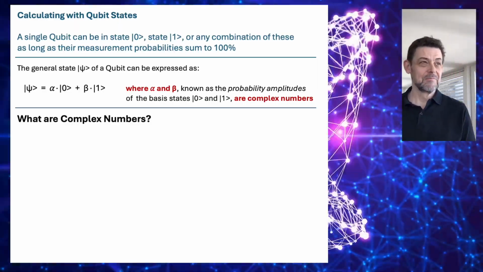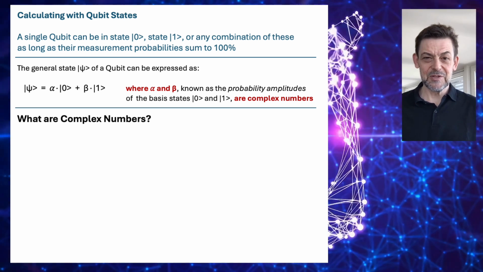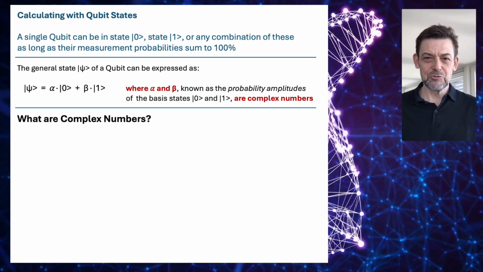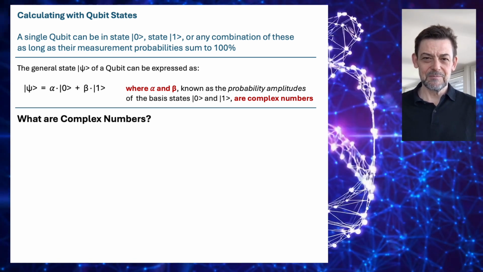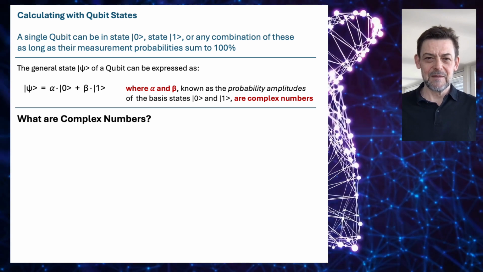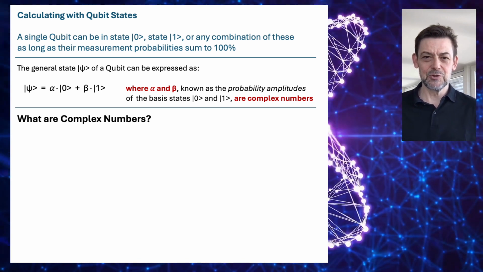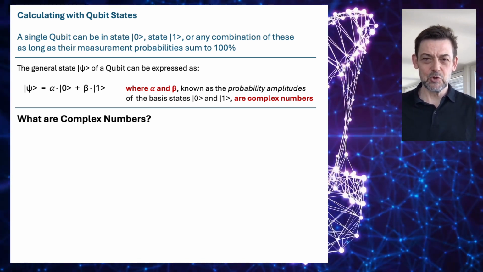Okay, let's start. General qubit states can be described by their probability amplitudes for state 0 and state 1, denoted as alpha and beta. Alpha and beta are complex numbers. This concept will now be explored further.